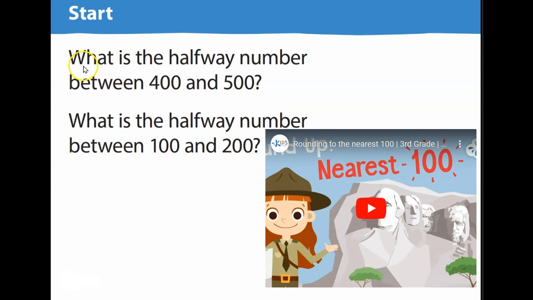Okay. Just tell me, what is the halfway number between 400 and 500? Anybody know? Jared? Yes. What's the halfway number between 100 and 200? Larissa? Nope. Romeo, thanks for raising your hand. 150. Okay. Not 105. 150. Okay. All right.